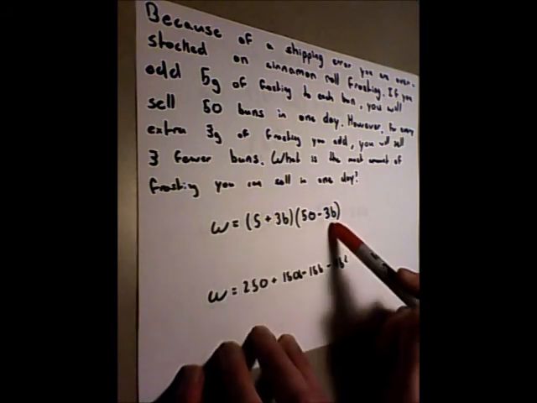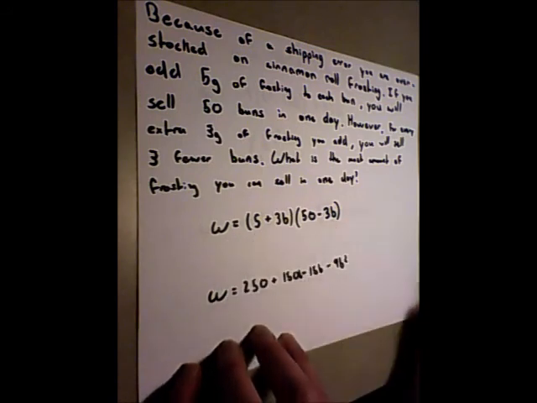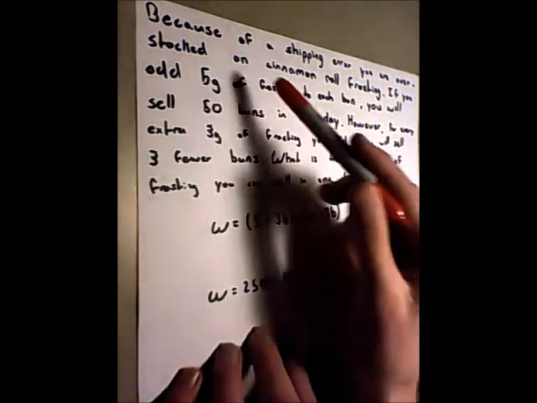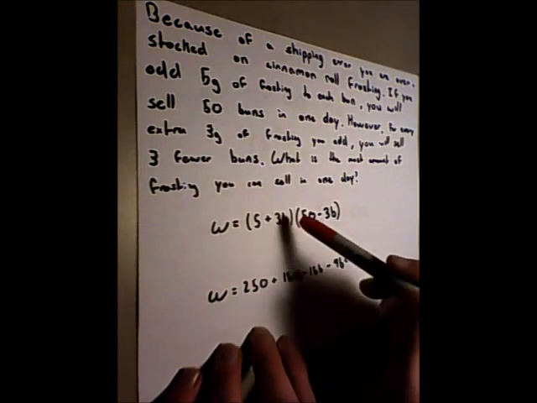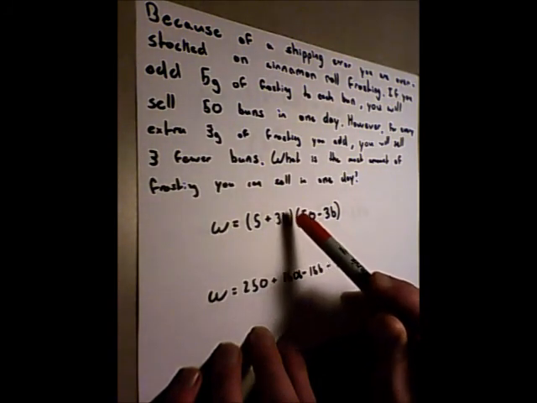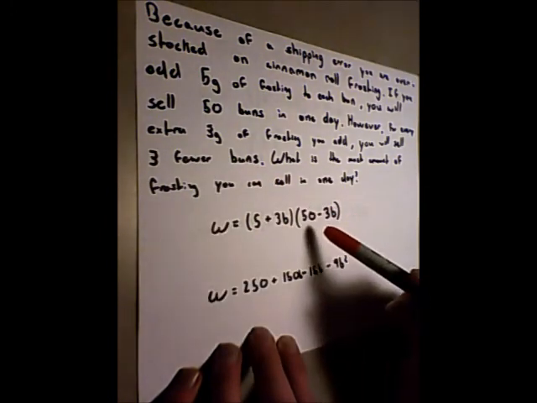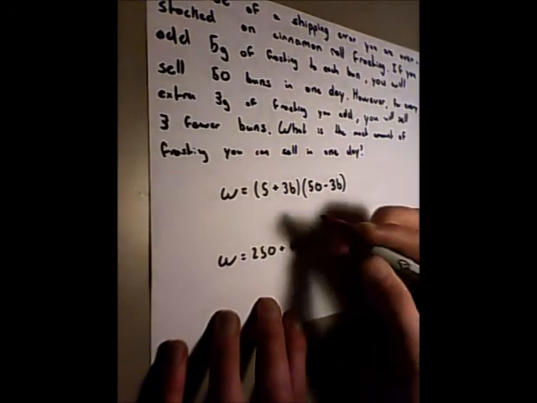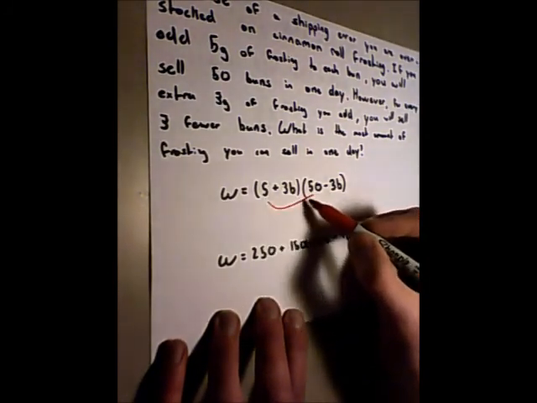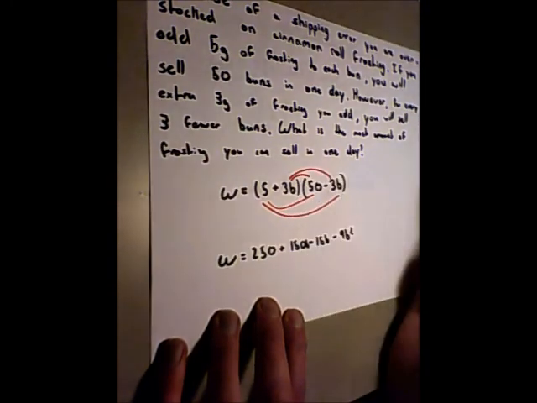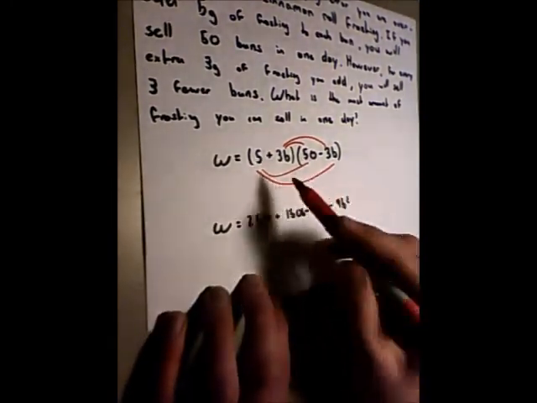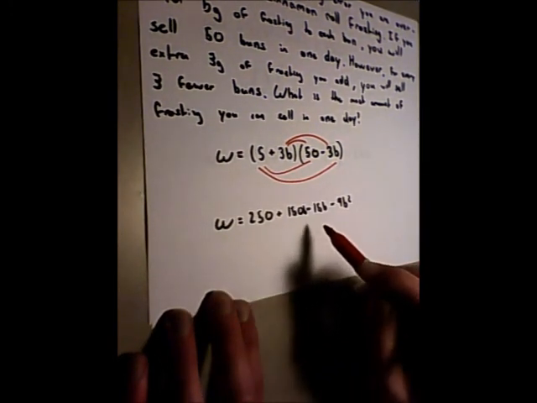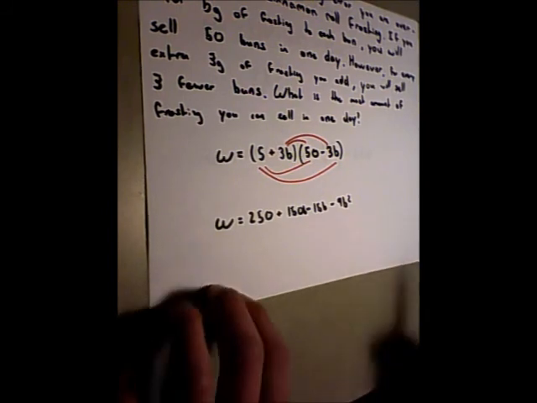So we're just going to start by modeling this equation simply, and we're not going to worry about standard or vertex form right now. So we have 5 grams plus 3 grams for every bun, in brackets, times 50 buns minus 3 buns for each one. Then, to convert this to standard form, we're just going to FOIL it out, and you can see I've done this right here. So, 5 times 50 and all that jazz. That gives us y equals 250 plus 150b minus 15b minus 9b squared.